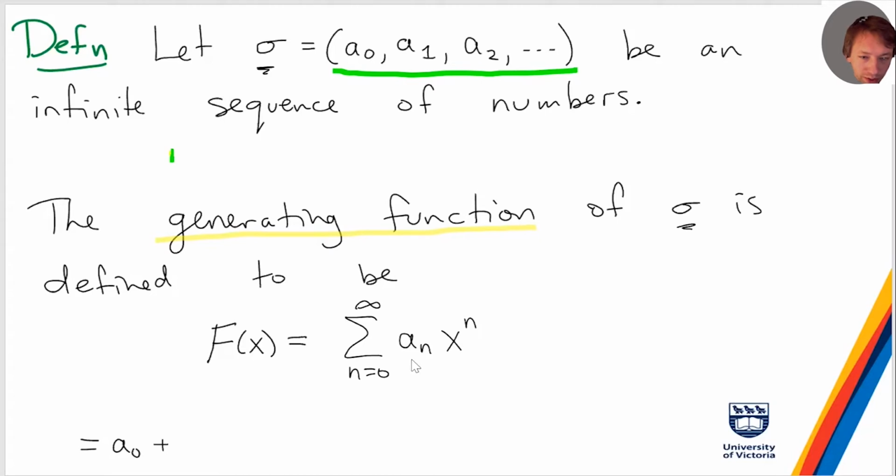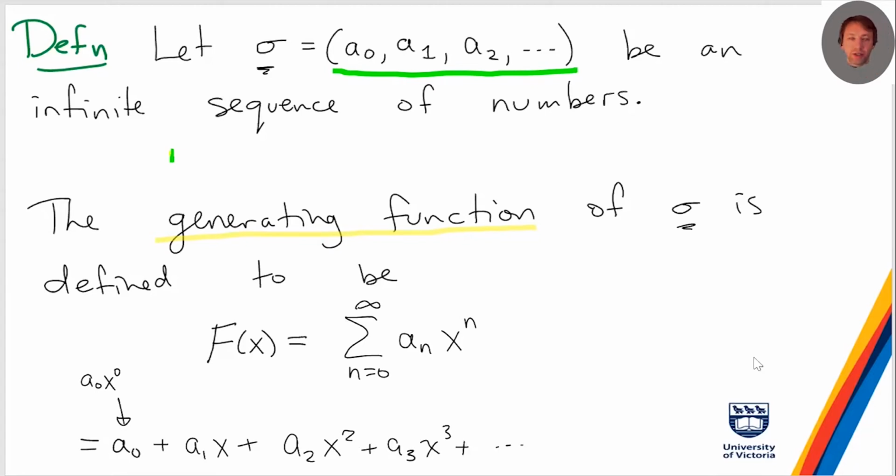If I want to write this sum out more explicitly, it's a0 times 1, because it's a0 times x to the 0. x to the 0 is 1 unless x equals 0, but let's not worry about that. Then a1 times x, a2 times x squared, a3 times x cubed, and so on.